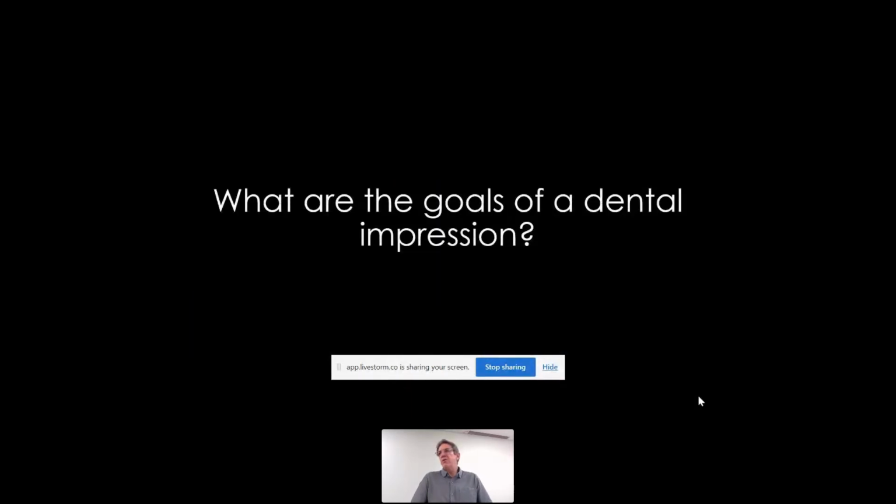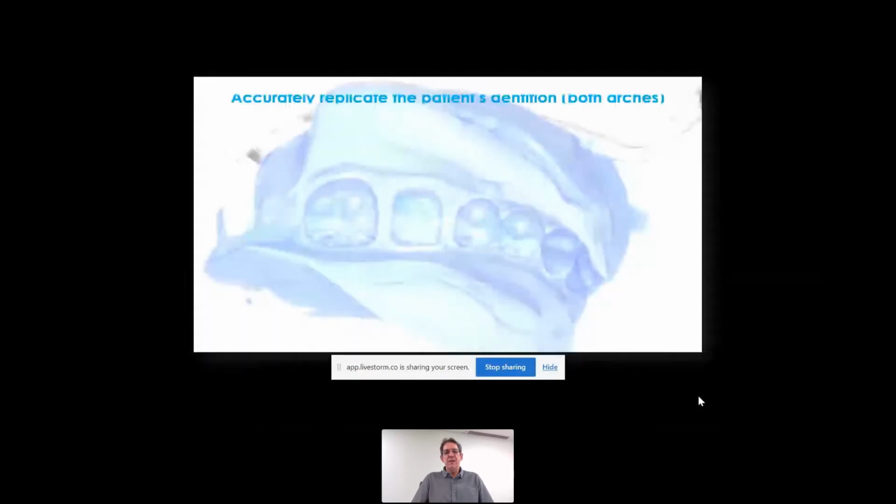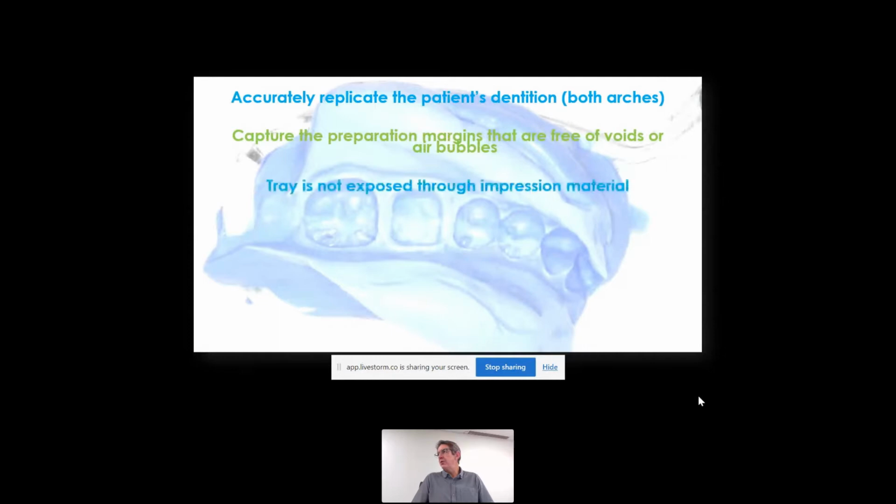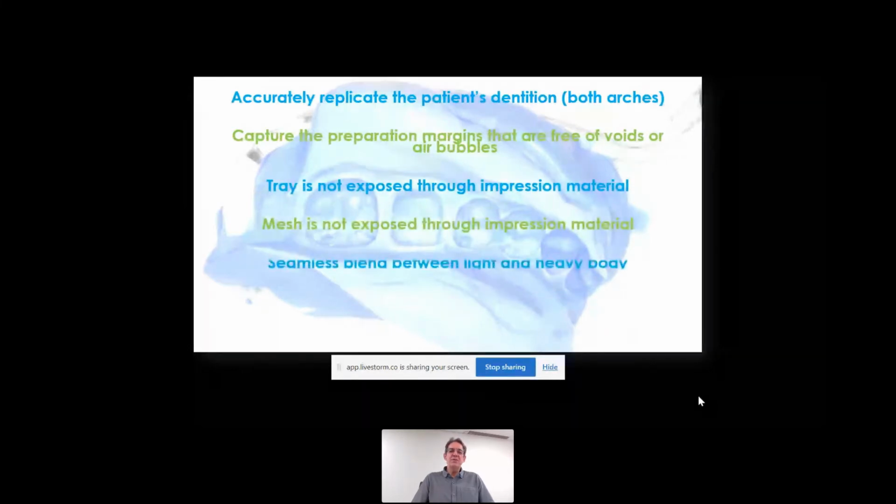So really, what are the goals of a dental impression? Well, there are a number of goals. The first one is to accurately replicate the patient's dentition, both arches. We need to make sure that we capture the preparation margins free of voids or air bubbles. And I'm going to share with you how you can avoid this when we switch cameras.